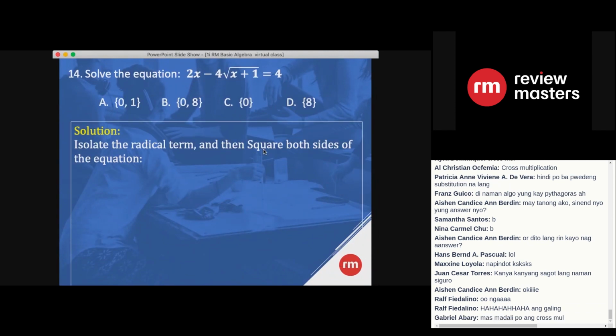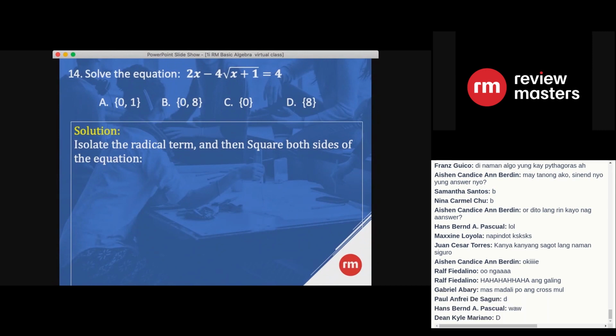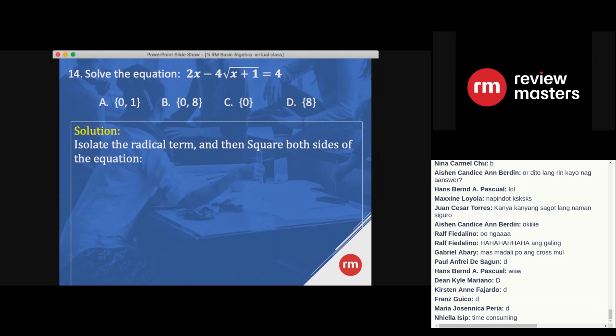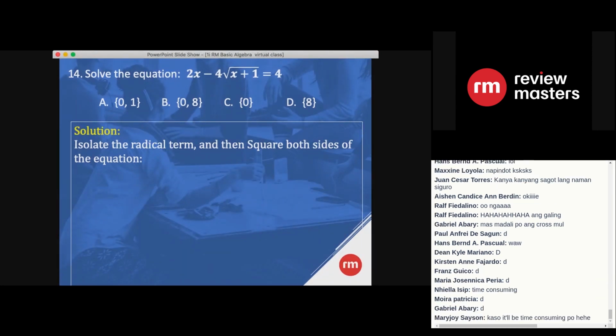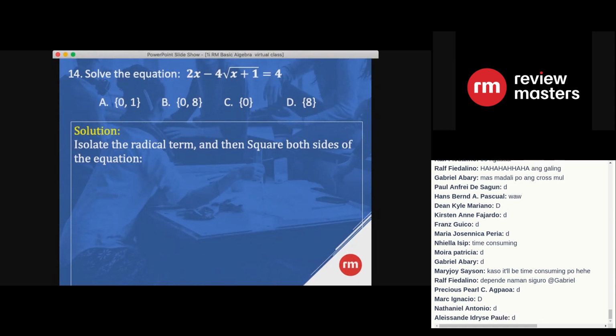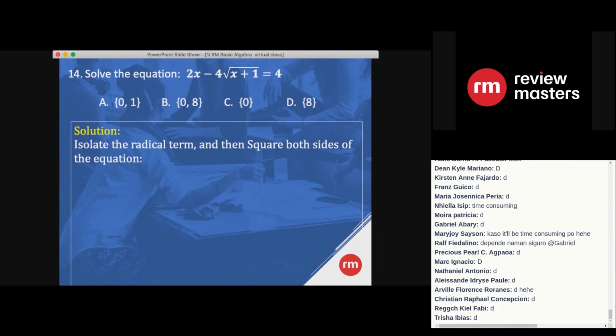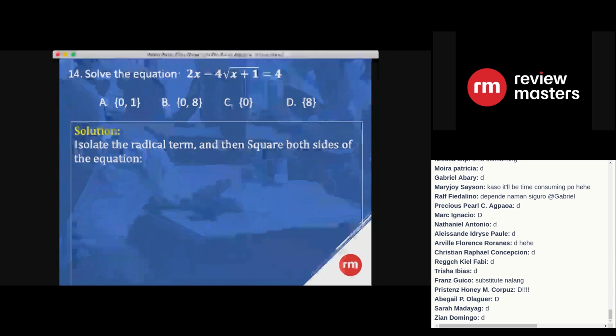Okay. Number 14. What's your answer in number 14? Okay. Some of you would like cross multiplication. That's okay, whichever is easier for you. But in cases where the given is easy and substitution is easy, then you substitute. But if you find it easier to answer another way, then it's okay. Number 14. Time consuming. Okay, many of you answered D.